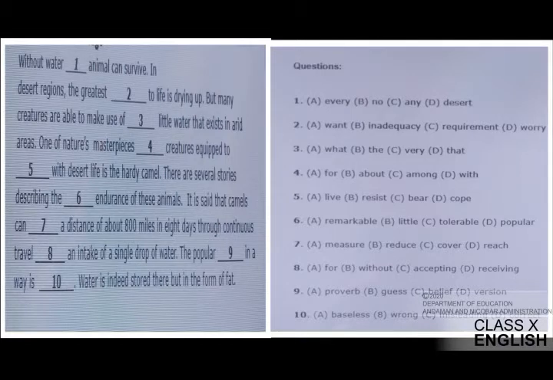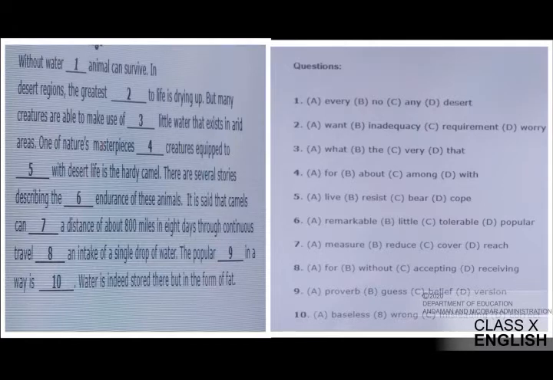One of nature's masterpieces, again there is a blank, creatures equipped to. Let us look at option 4, for, about, among and with. So, the correct option would be masterpieces among creatures equipped to. Now, let us look at option 5, it is leave, resist, bear, cope. So, here the right word would be cope with desert life is the hardy camel.